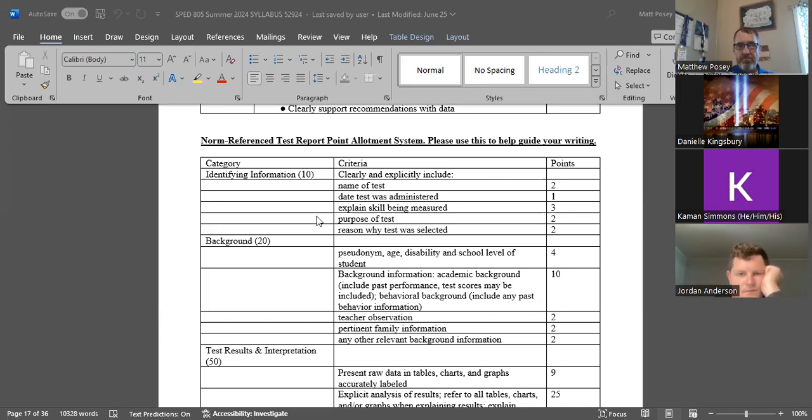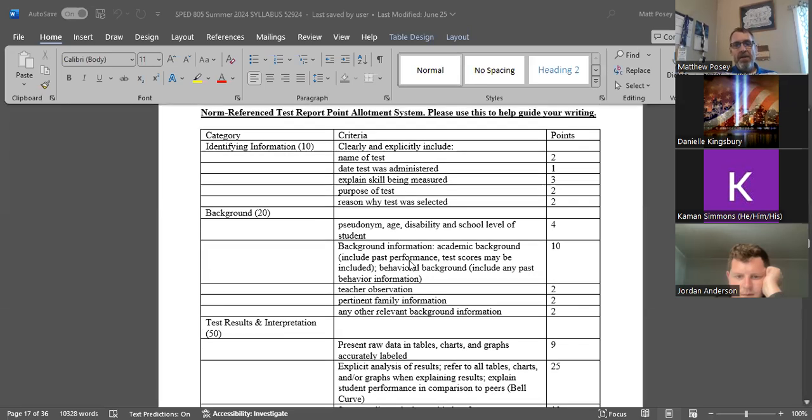All right, so norm reference. Pretty much the same general format for the report as what we did for informal. I just wanted to point out some things. Identifying information is pretty much like you did in the first report. Make sure you list the date or dates that the tests were administered, the name, a little bit about it, the purpose, and the reason why you selected it. Background: again, as I said last week, if you are using the same case student all the way through, you do not need to reinvent the wheel on the background. You can use the same background as you did on the informal if it is the same case student.